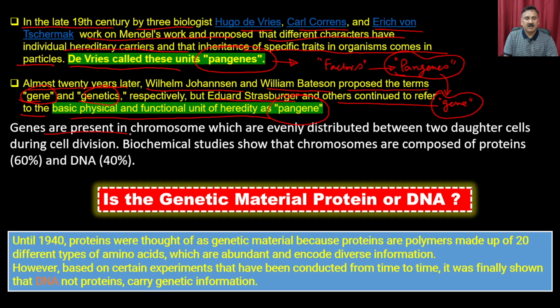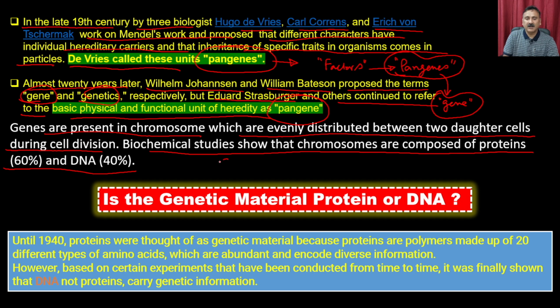So genes are present in chromosomes, which are evenly distributed between the two daughter cells during cell division, and biochemical studies showed that chromosomes consist of protein and DNA. So it is clear that the gene is present in the chromosome, right? We are going to discuss nuclear packing and all that when we talk about the genetic material. And the chromosome is made up of two parts, right? The protein part and the DNA part.